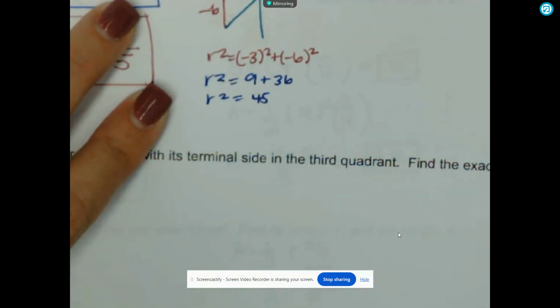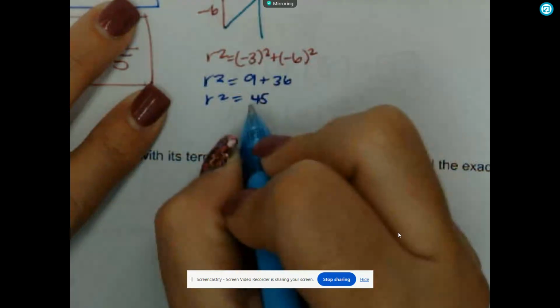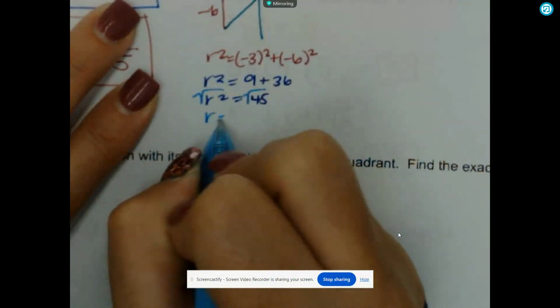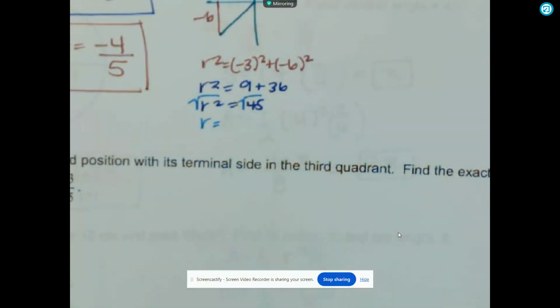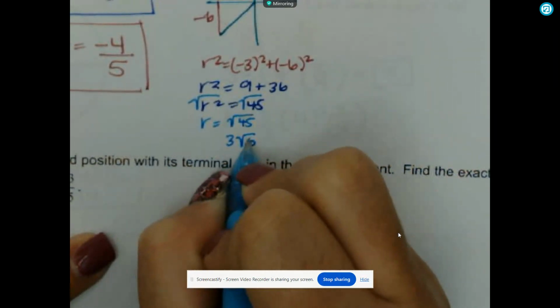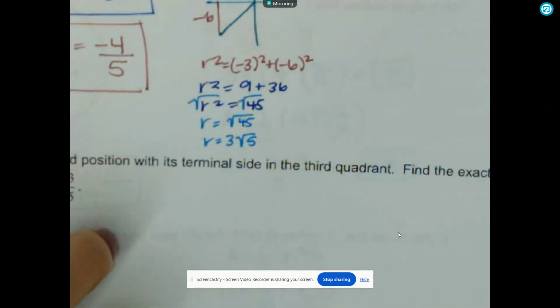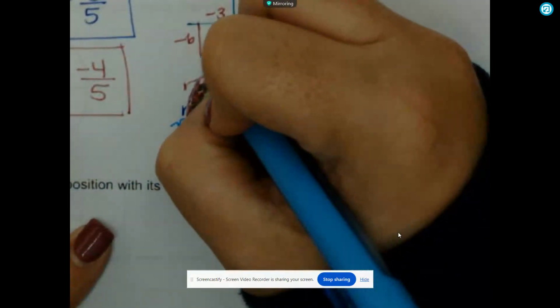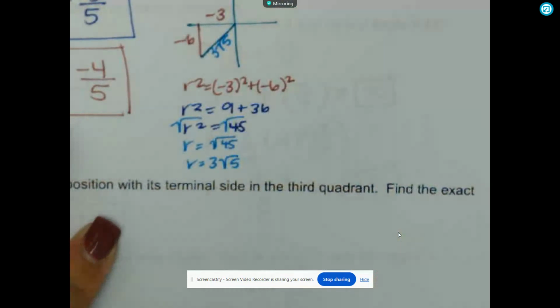And then we need to take the what? Okay, so you need to take the square root of 45. Don't tell me the answer is the square root of 45. Simplify that. So the square root of 45 is going to be 9 times 5, which is 3 square root of 5. Good job. Okay, so now our r is 3 square root of 5. All right, so now we can find our two values.